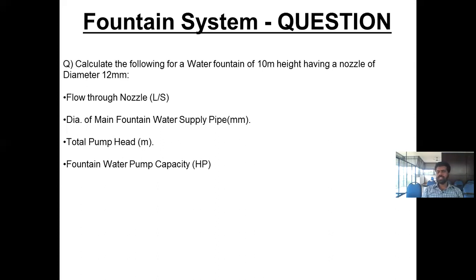If we have found out all these things, then everything is included. If we know the flow through the nozzle, the diameter of the nozzle, how much height we have to give, the pipe diameter and the pump, everything is enough. So we are going to find these four things: flow through nozzle, diameter of the main fountain water supply pipe, total pump head, and fountain water pump capacity.